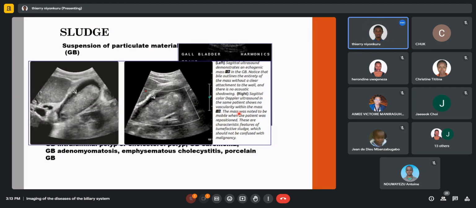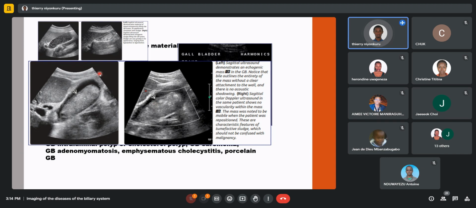On this image, you can visualize that there is this bile sludge, but it is surrounded by the bile, and it is not dependent on the gallbladder wall, which shows that this is bile sludge because it is not adhering to the wall, and it is not showing posterior shadowing. This is the same image on Doppler interrogation, and we can see that there is no color flow inside the sludge. If the mass was not mobile and showing positive color flow, it would be suggestive of a malignant process. So the mobility and the color flow are what differentiate it from the malignant processes of the gallbladder.